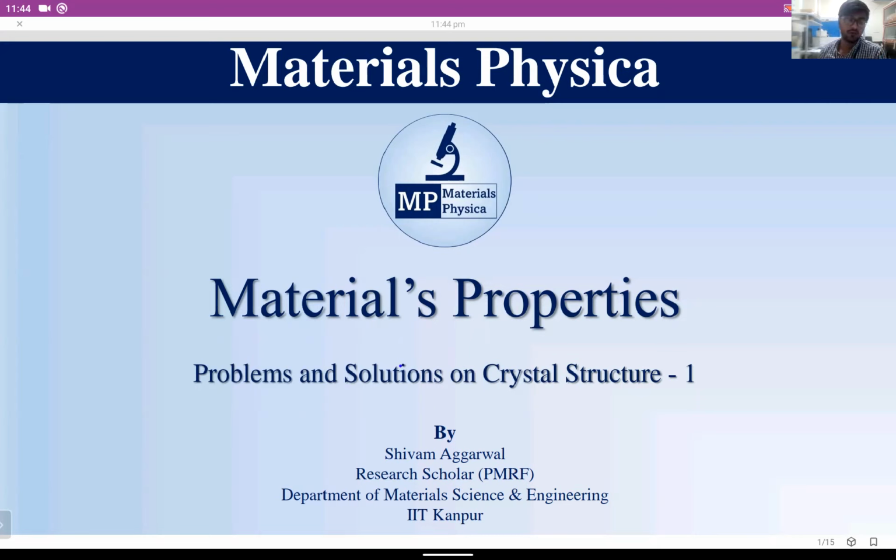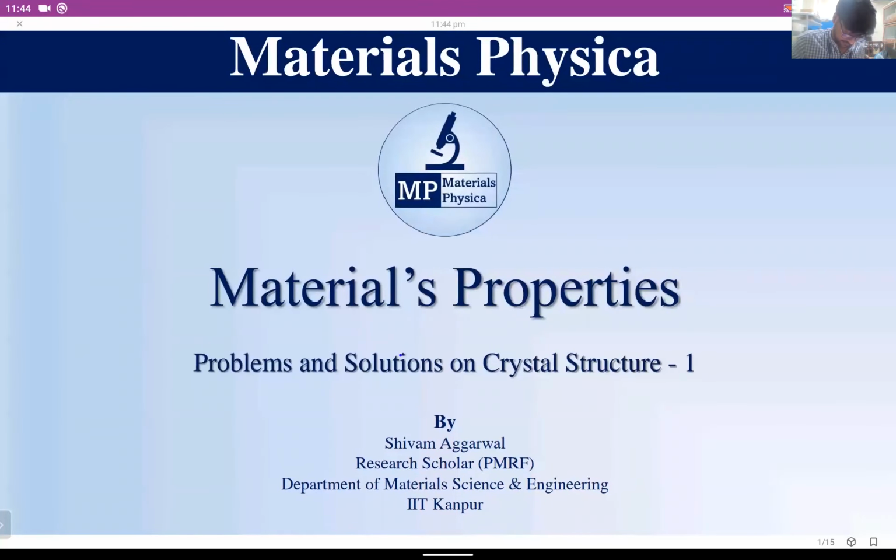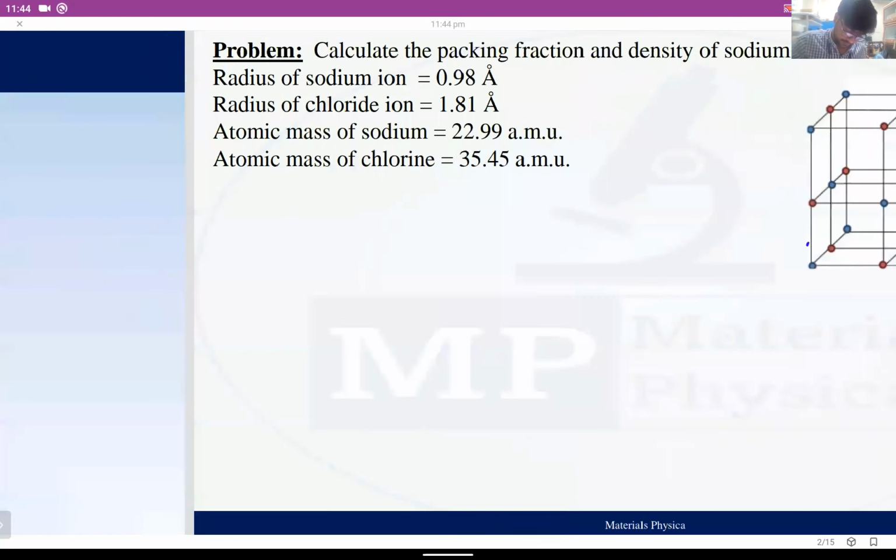Today we will solve problems related to the crystal structure of materials. Now let us start to solve the problems. First problem.